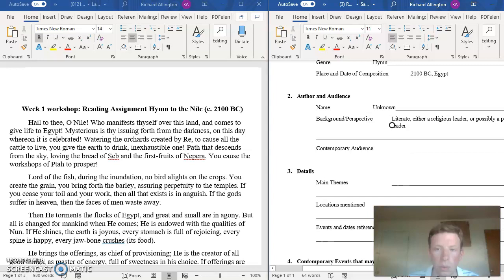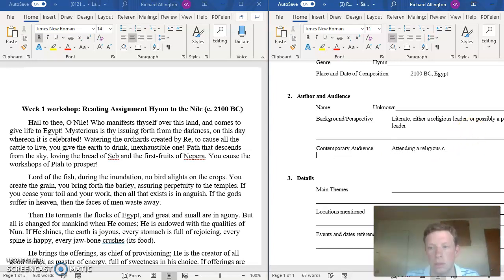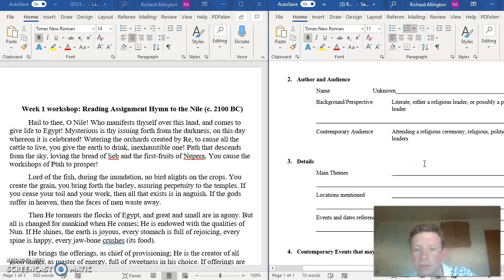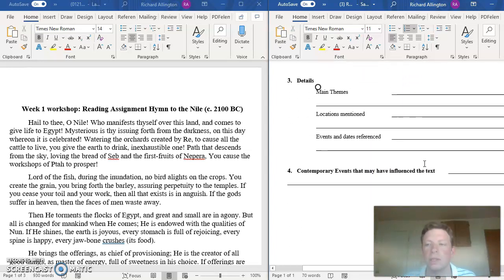Who might the contemporary audience be? The contemporary audience might well be those who are attending a religious ceremony, and again, religious, political leaders. So now we've completed the second part of this assignment. Now we move on to the third part.